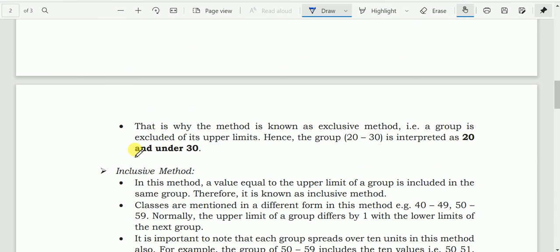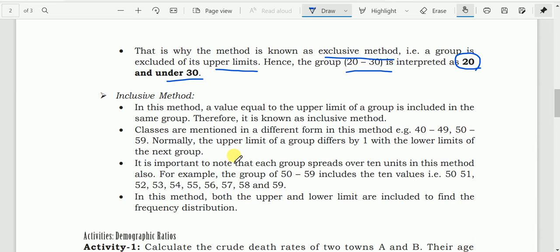So that is why this method is known as the exclusive method: a group is excluded at its upper limit. Hence, the group 20 to 30 is interpreted as 20 and under 30. The 20 to 30 class means 20 and under 30, which means less than 30. So this is the exclusive method.